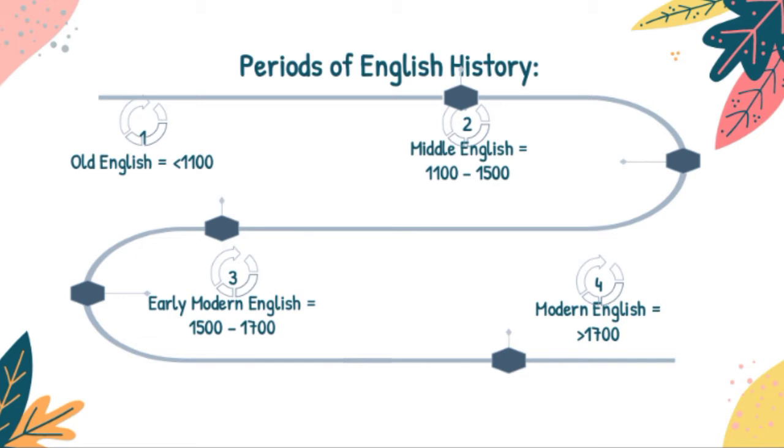The history of English is divided into four periods. The first is the Old English period, which is the period before 1100, and the second is the Middle English period, from 1100 until 1500. The third is the Early Modern English period, from 1500 until 1700, and the last is Modern English, from the 1700s until now. On this occasion, we will focus more on the Old English and Middle English periods.